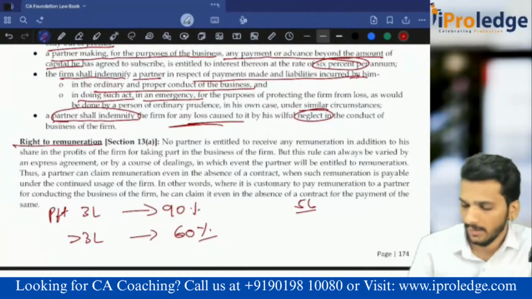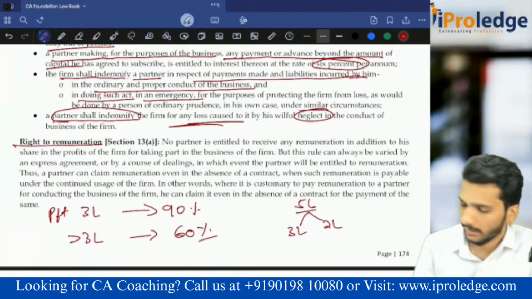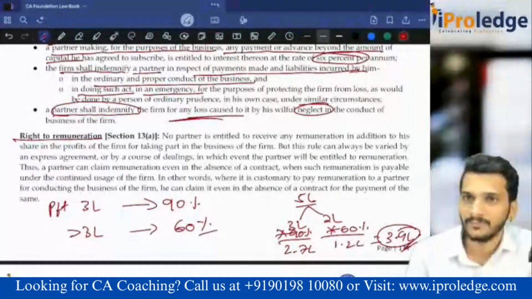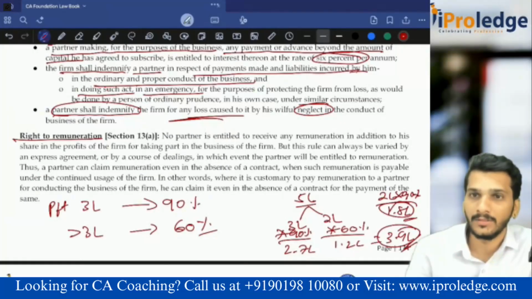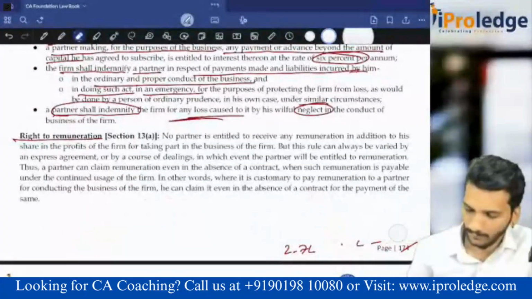For example, the partnership firm has 5 lakh rupees as profit. I'll divide it into two parts. One is 3 lakh, one is 2 lakh. 3 lakh multiplied by 90%, 2.7 lakh. 2 lakh multiplied by 60%, 1.2 lakh. Totally 3.9 lakh rupees can be taken as a total salary by the partners. If the profit is only 2 lakh, then 2 lakh into 90%, 1.8 lakhs can be taken as salary, remuneration of the partners. Not given in your material, but I'm just giving it for your extra knowledge.